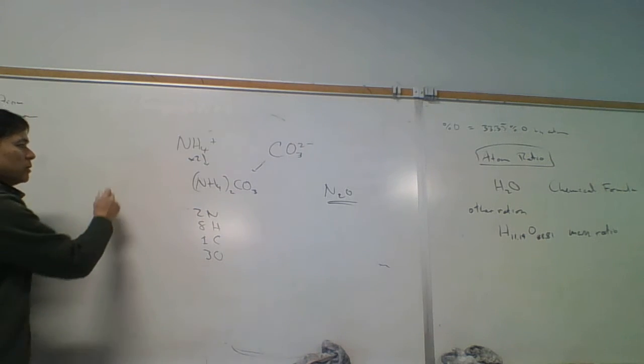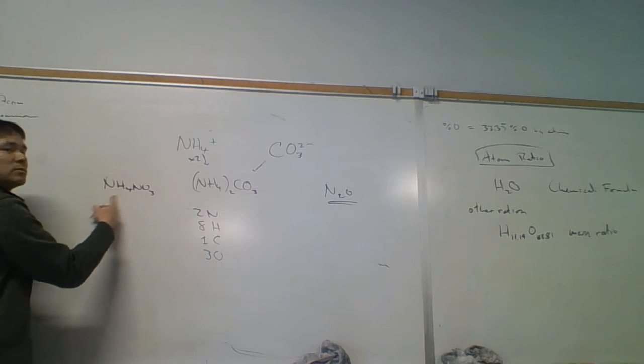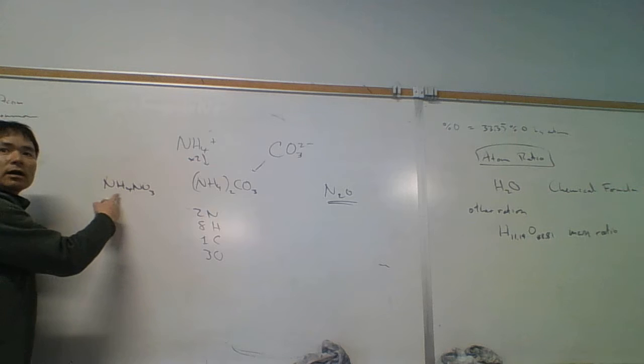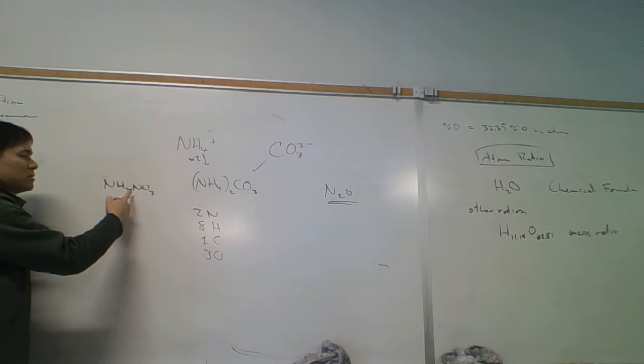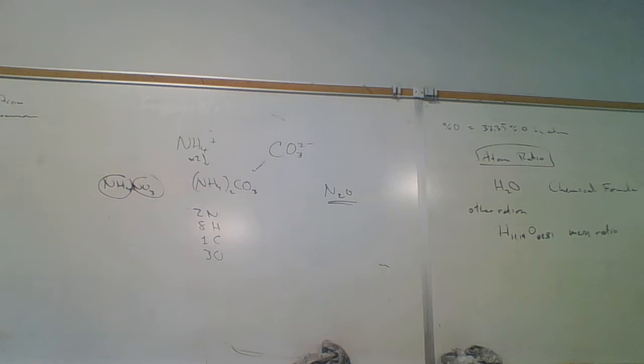Another common one is ammonium nitrate. Ammonium nitrate, this is all non-metals, but this is an ionic compound, because it consists of the ammonium ion and the nitrate ion. And so there, the formula unit would just represent one ion each, whereas in the molecular compound, the formula unit usually refers to the molecule itself.